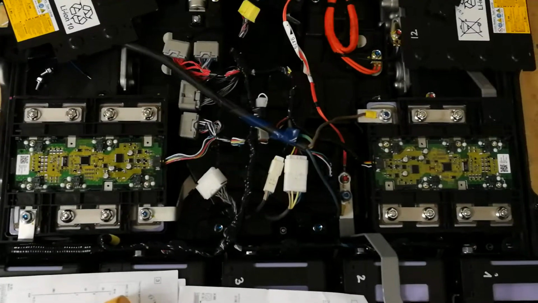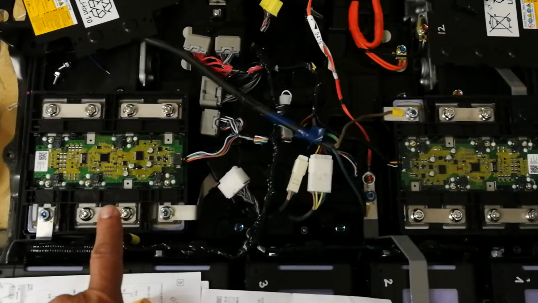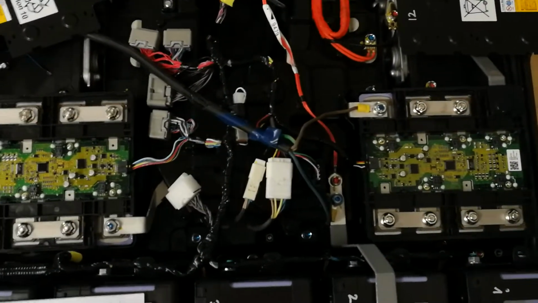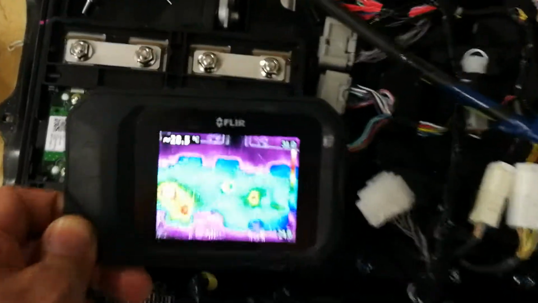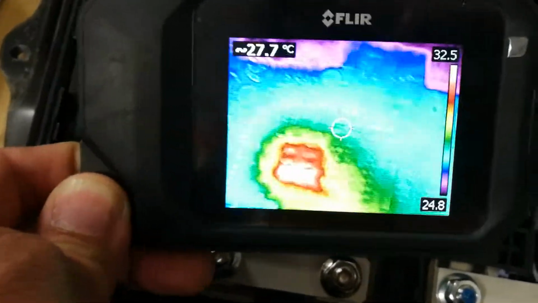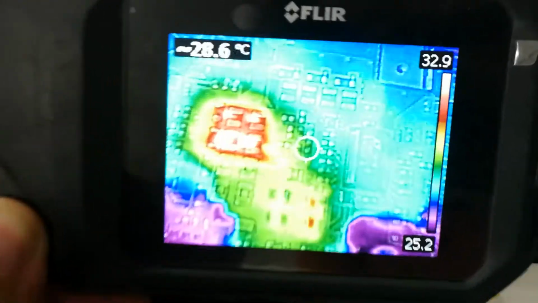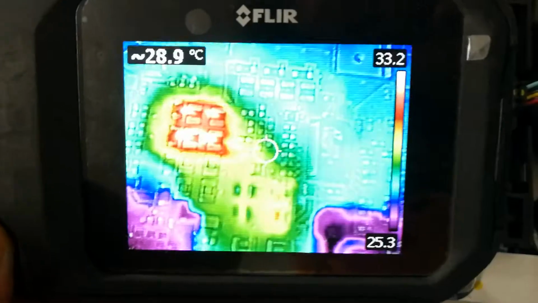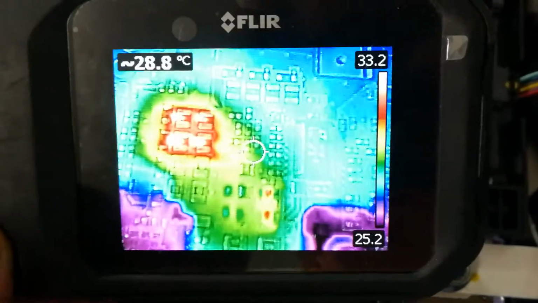So presumably this particular module is not balancing, and this one should be balancing. So let's see that with the thermal camera. Okay, so there is some balancing action, but it is clearly visible that it is only on 3 of the 4 cells in the module.